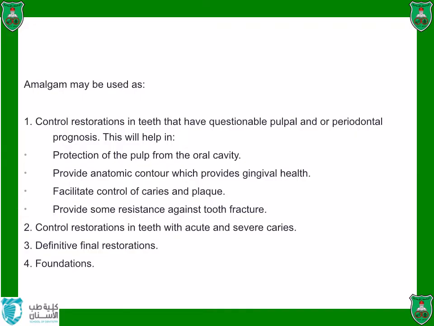Also, we can use it as a definitive final restoration. If we can remove all the caries and we can place some retention and resistance form and build the tooth to the final shape, then you can consider it as a definitive final restoration. And finally, we can use it as a foundation under an indirect restoration. That means we restore the tooth with amalgam, then we will cut it back and place indirect restoration above it.